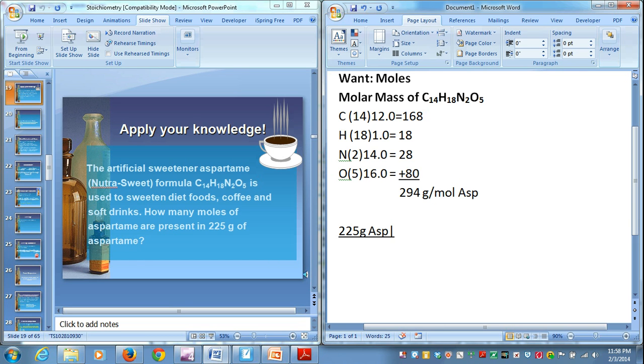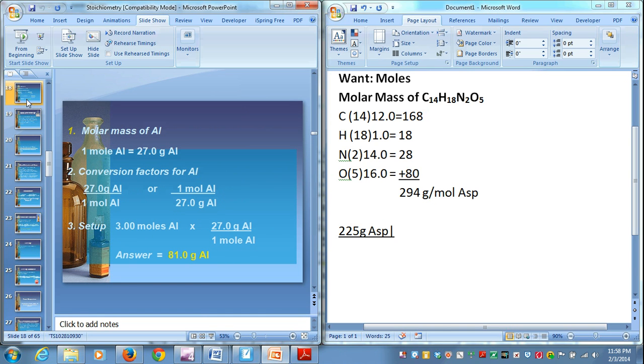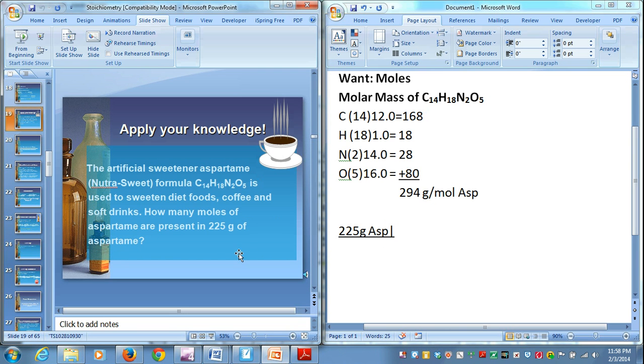Okay, so the next thing we have to do is use a conversion factor. Now remember, in the conversion factor we have to decide which one we're going to use. In the case of this, it is going to be 294 grams of aspartame over 1 mole, or 1 mole over 294 grams of aspartame. Our conversion factor in this case is the one where we want to cancel out grams, so that'll be our denominator.